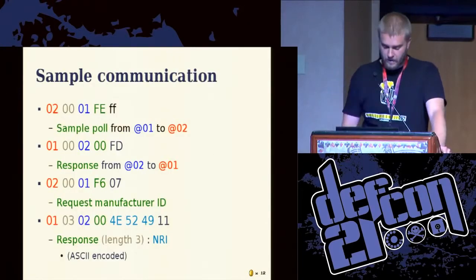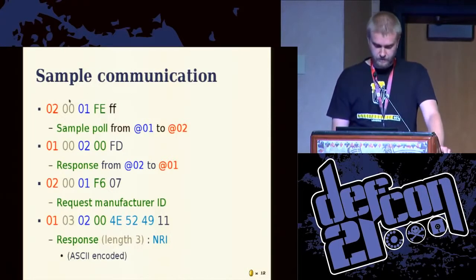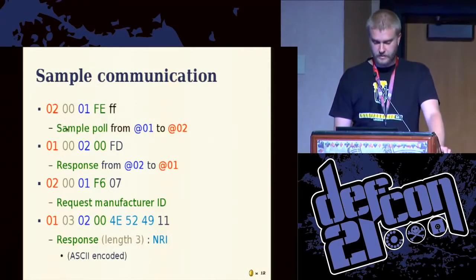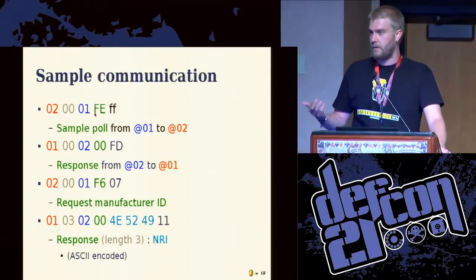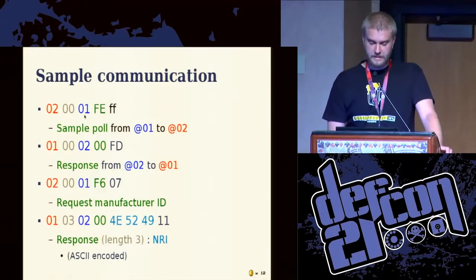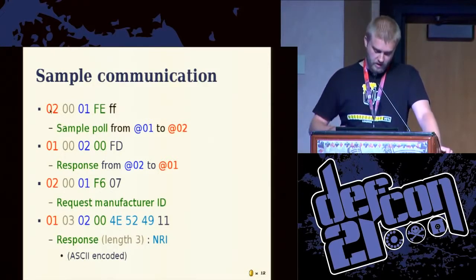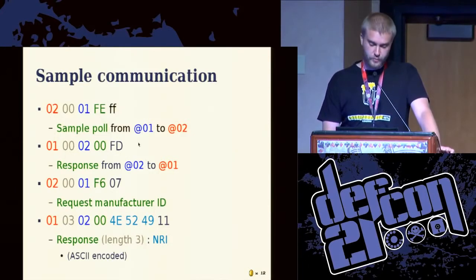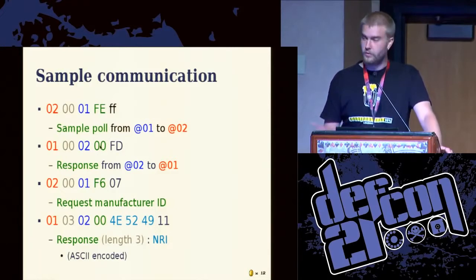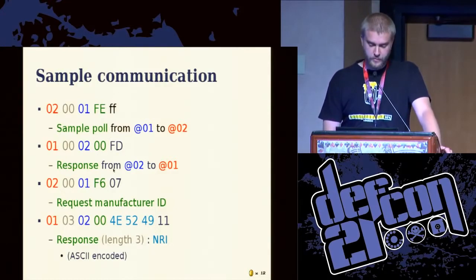For instance, you have here a sample command that is sent. You can see that it's a sample poll, so it's kind of like a ping for a device on the bus, sent from address 1, normally the main board, to a device at address 2, normally a coin acceptor. And if you send this, you will probably see a packet like this on the same bus, which is a response 0 to what? We don't know. From device at address 2 to device at address 1.